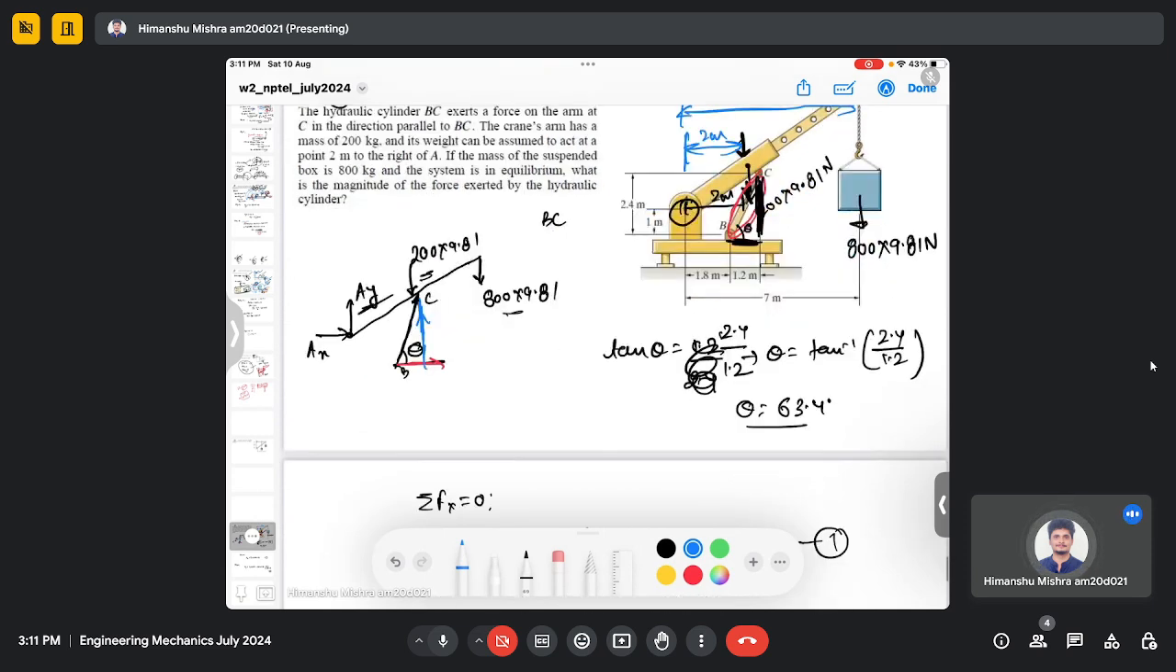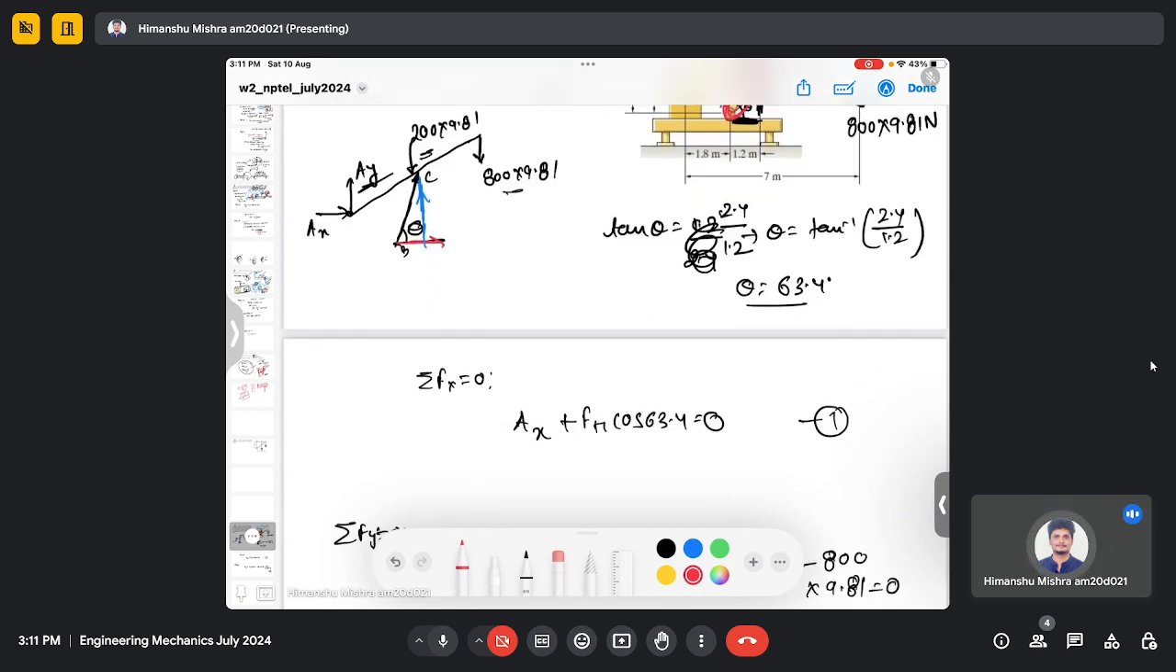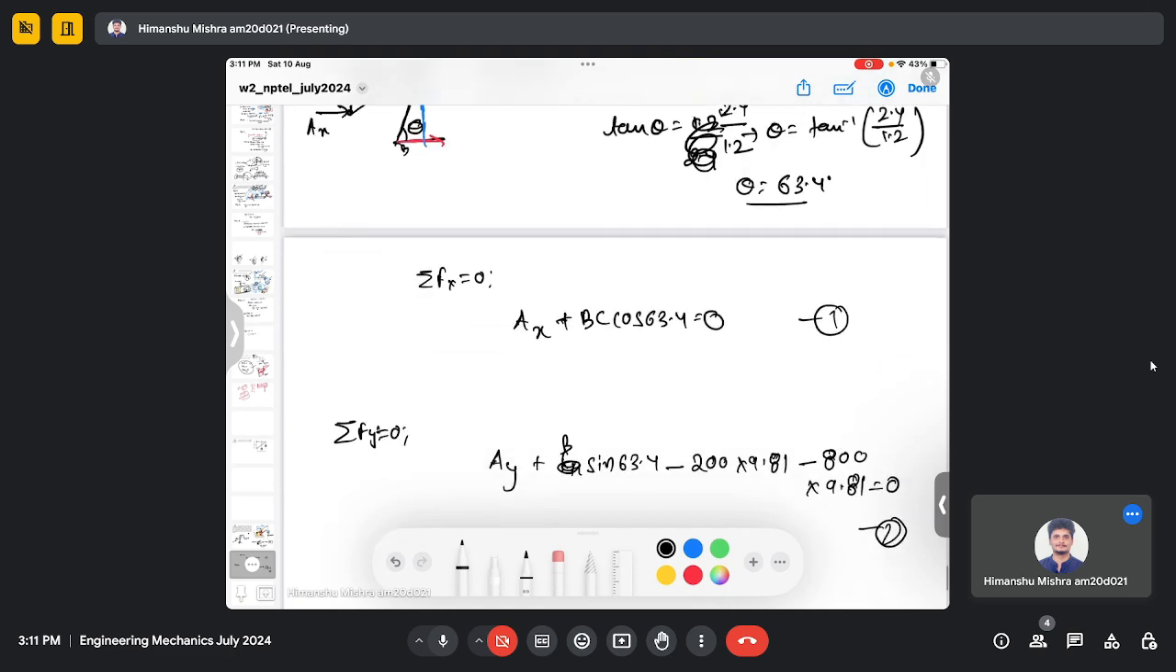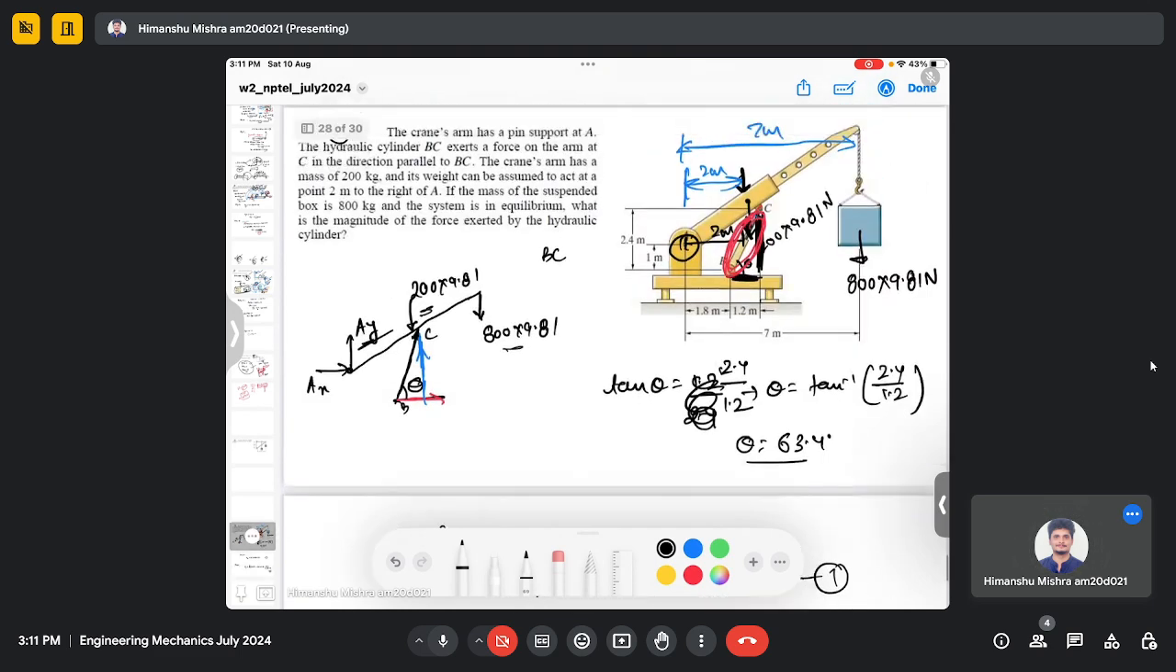And this force component, hello? Fh, where is Fh acting? Fh is acting under this red color in this bar. Yeah, sorry. Let me write another convention. I can write BC. Okay.